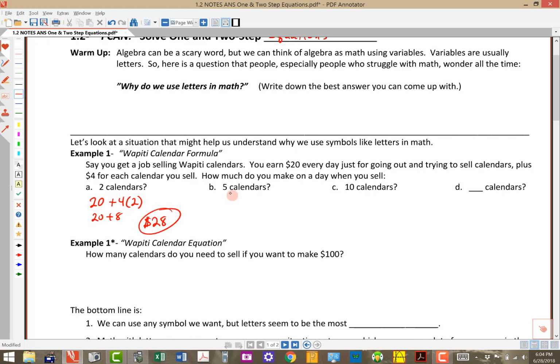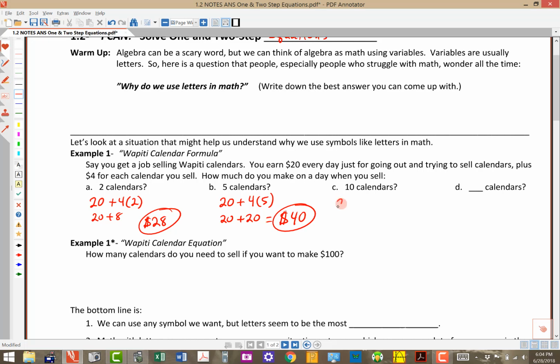On the next one, what if we sold 5 calendars? Well, again, you're going to go out and you're going to get $20 just for trying to sell the calendars. They're $4 a piece, but this time you sold 5. So again, we're going to use that implied multiplication. So this is $20 for going out. Lo and behold, here you've got $20 for the 5 that you sold. So we end up with $40 total if we sell 5 calendars.